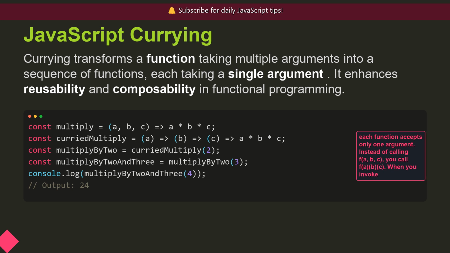When you invoke the first function with an argument, it doesn't immediately execute the original logic. Instead, it returns a new function that expects the next argument. This process continues, with each intermediate function remembering the arguments passed before it, until the final argument is provided. Only then does the original function's logic finally execute with all accumulated arguments.